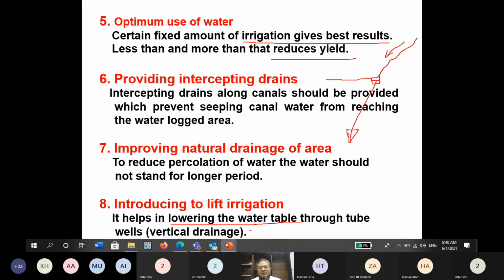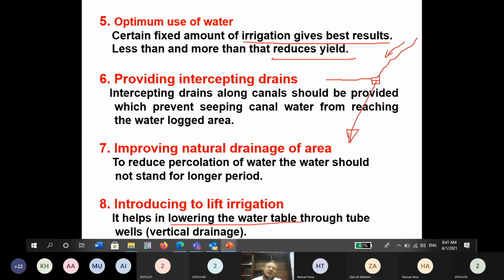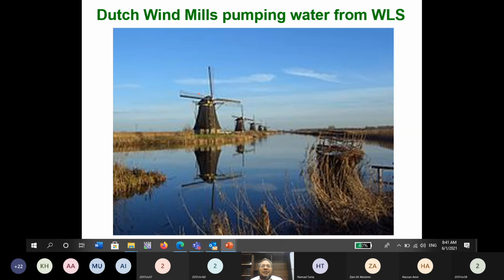So earlier we discussed horizontal drainage. Horizontal drainage means providing surface drainage and subsurface drainage. Vertical drainage means providing pumping or lift irrigation. Now this is a photograph which shows the Dutch windmills pumping water from waterlogged soil. So this is waterlogged soil and they are pumping water and throwing it in this channel.